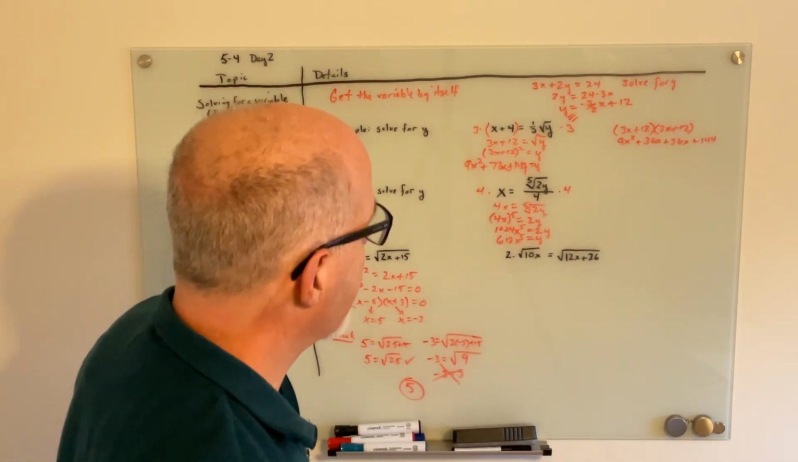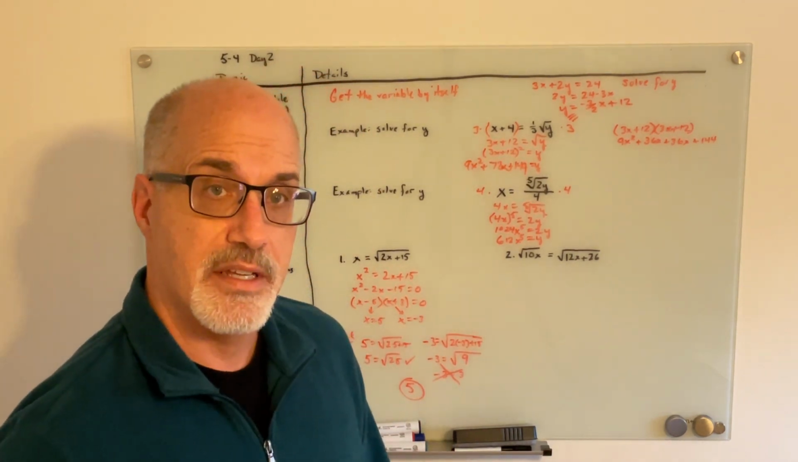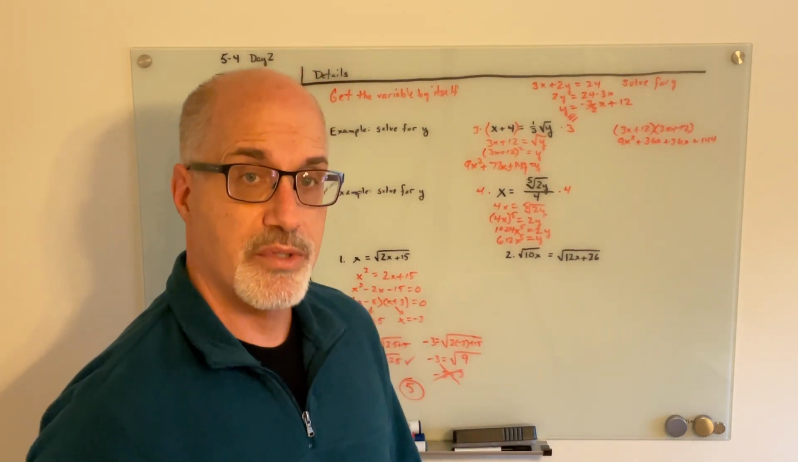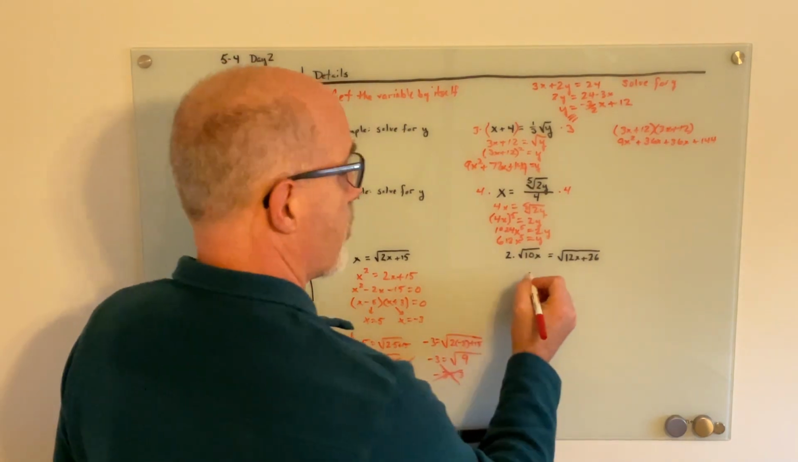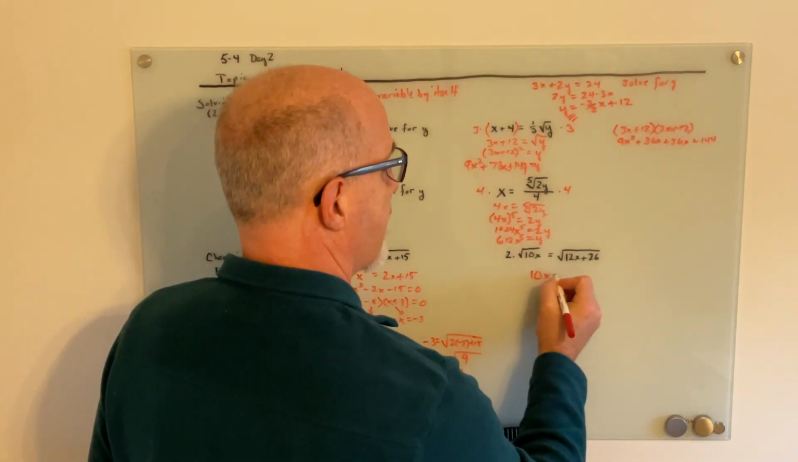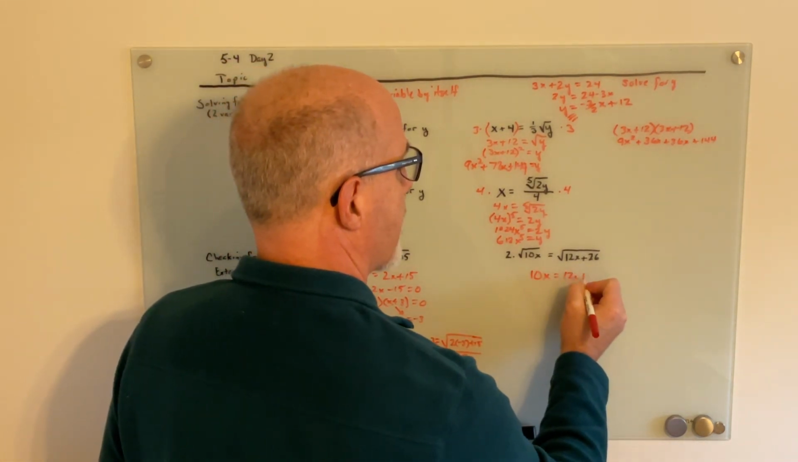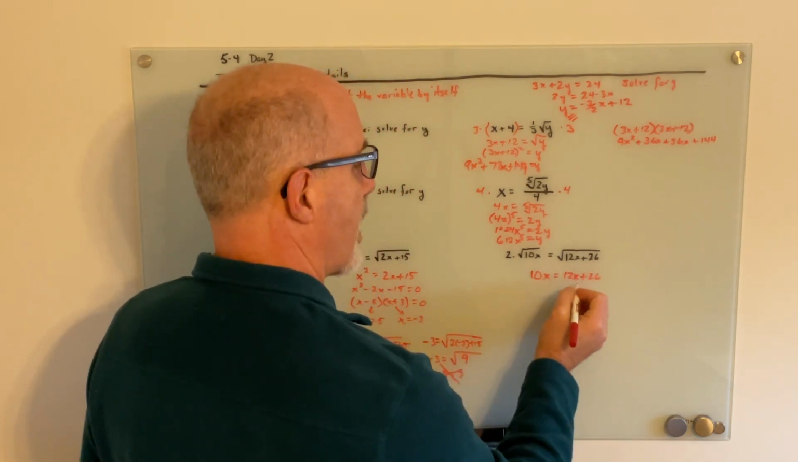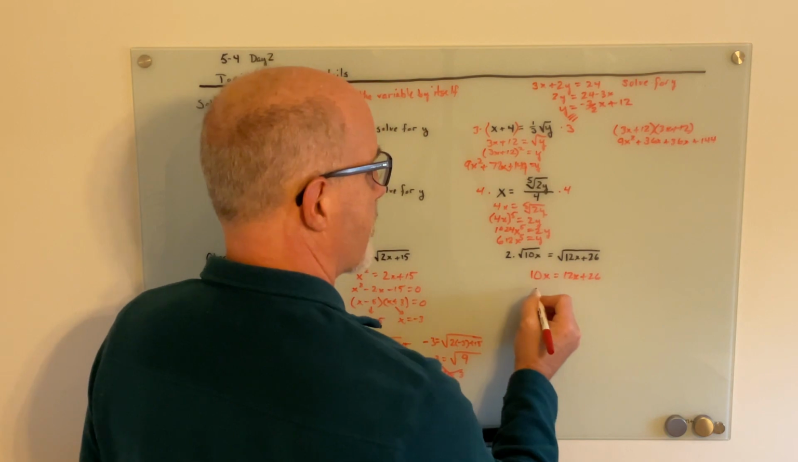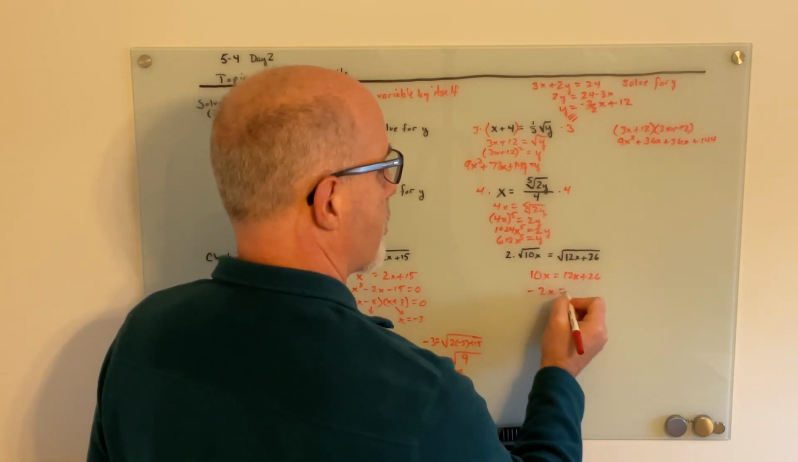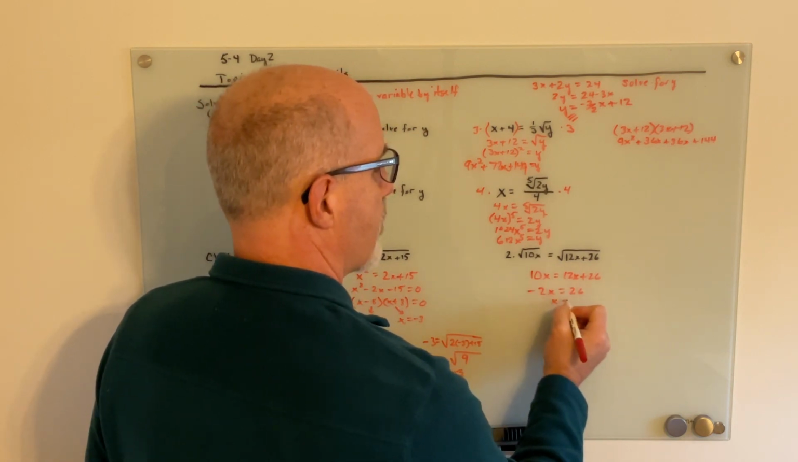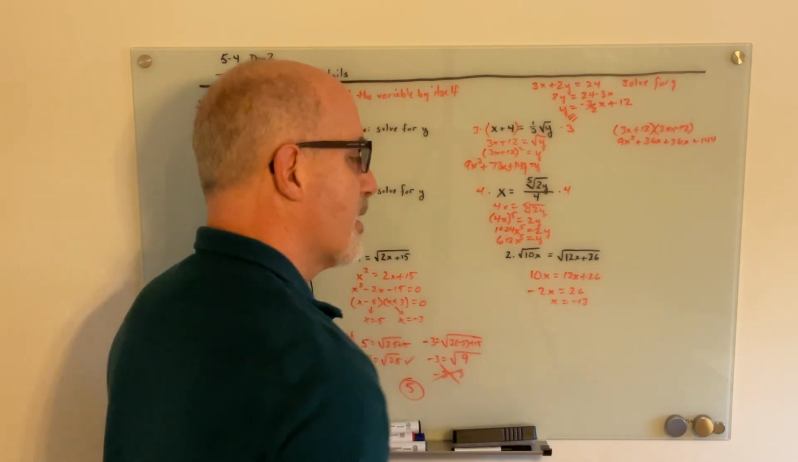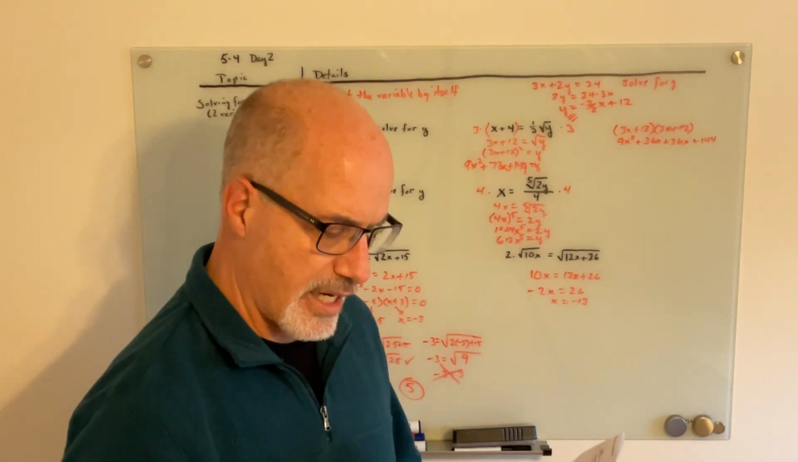Let's try this one. This is another one of those where it's got the square root on both sides. So when I square both sides, it will get rid of that square root. 10x equals 12x plus 26. Okay, now I go ahead and subtract. Let's subtract 12x from both sides. You get negative 2x equals 26. X equals negative 13. All right, now we're going to try that one by checking it.